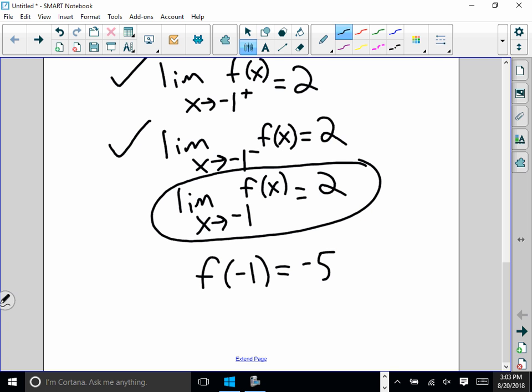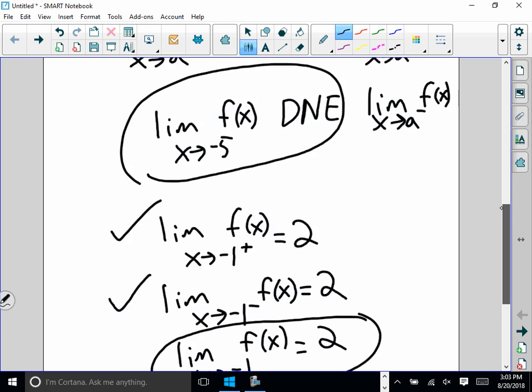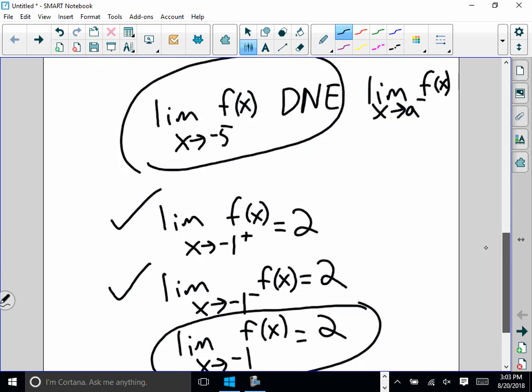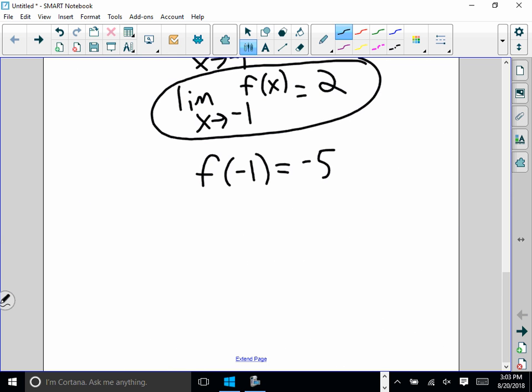Asking more questions about this graph, what would the limit be as x approaches 4? I'll write it down here and I'll scroll back up to the graph. What's the limit as x approaches 4 of f of x?